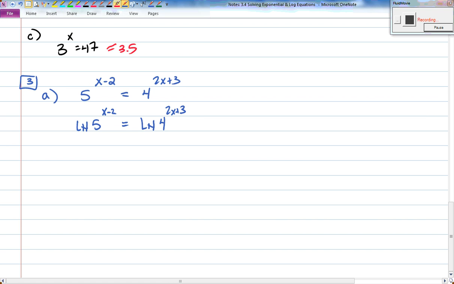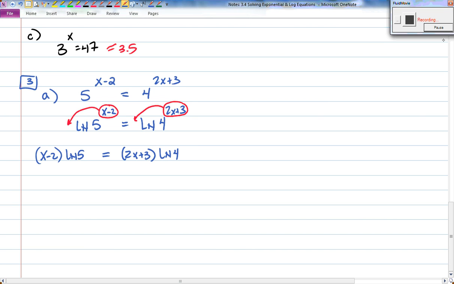Yeah, check this out. This is the cool part of it. This is an exponent, right? It can be plopped down in front. This is an exponent, right? The whole thing can be plopped down in front because of the power rule. So this is very useful to us because then we get an x minus 2 times the natural log of 5 equals a 2x plus 3. You got it. We're going to distribute our natural log 5 and our natural log 4. So I'm going to distribute this, and I'm going to distribute this.